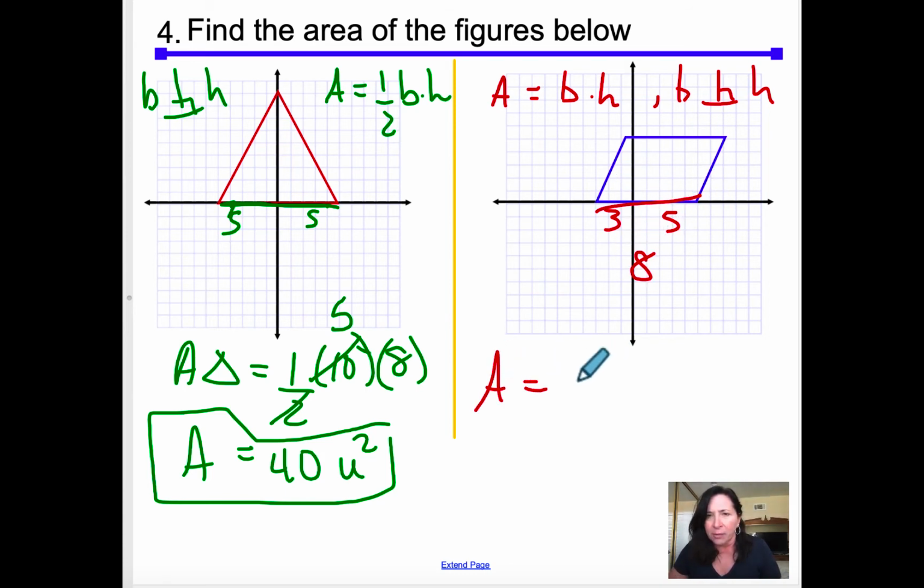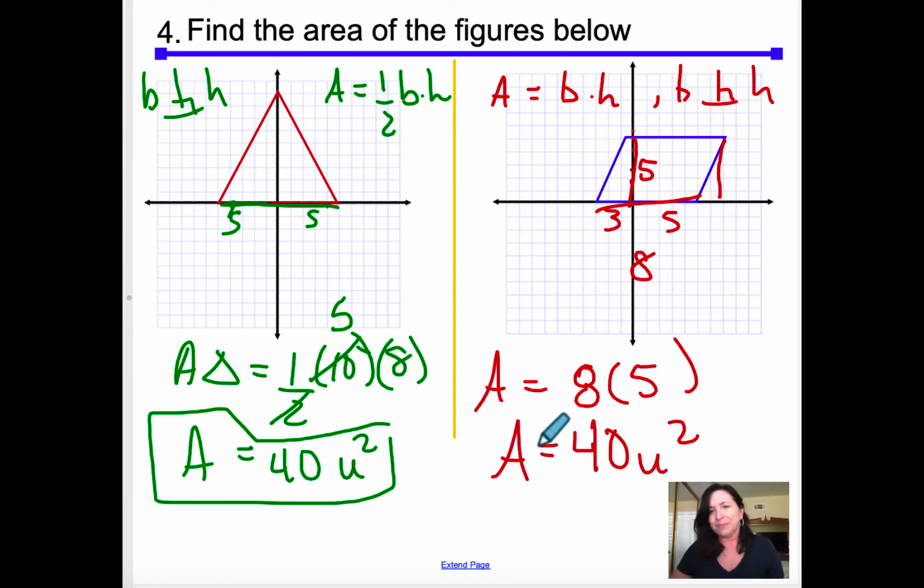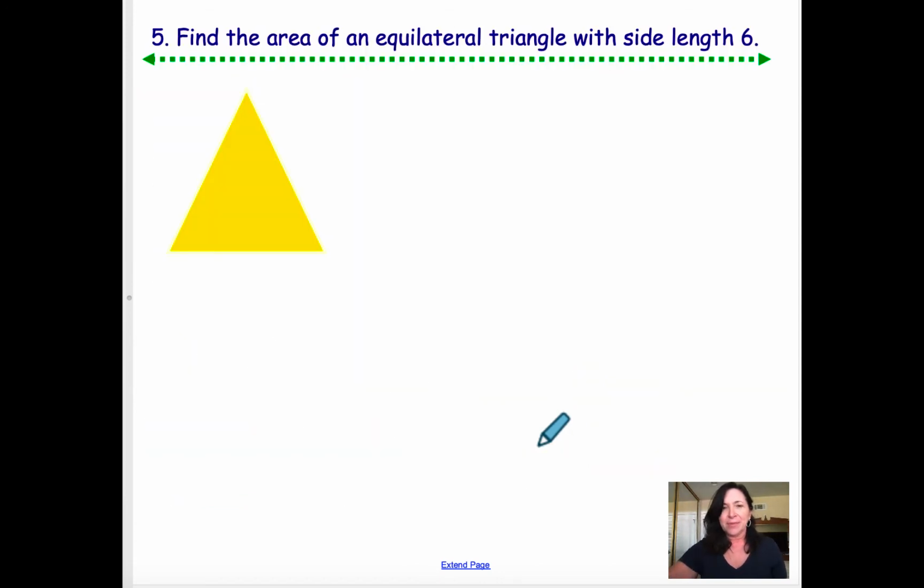So the area is going to be base times height. So 8 times my height. That's just this height, and that's the same distance all the way around. It looks like it's 1, 2, 3, 4, 5. And so my height is 5. So 8 times 5 is 40 units squared. Right on.